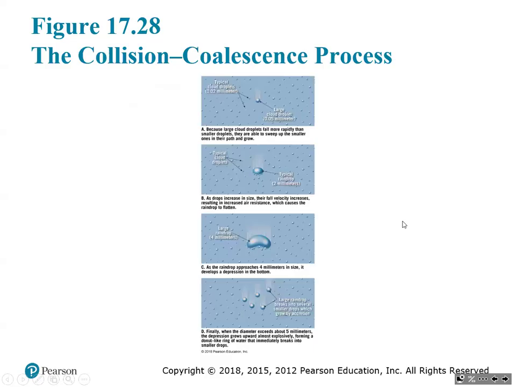So typical cloud droplets are really small. You get a large one. That large one starts to fall, collects material, gets bigger and bigger until about 5 millimeters, where it splits into several smaller ones that again sweep up material, and this builds up as rain.